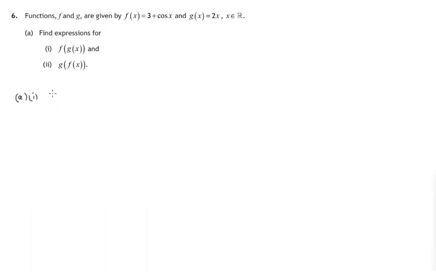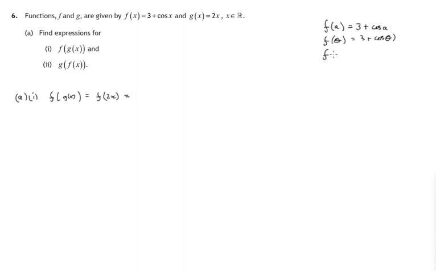So part 1 asks us to find an expression for f of g of x. Now, straight away we know that g of x is 2x. So let's replace g of x by 2x. Then we have to say to ourselves, well, what does function f do? If something goes into f, for instance a, then this formula tells us we do 3 plus the cosine of a. If theta went in, we'd have 3 plus the cosine of theta.